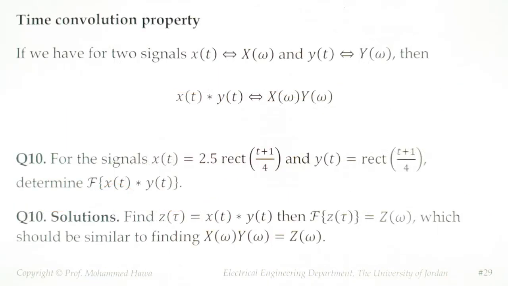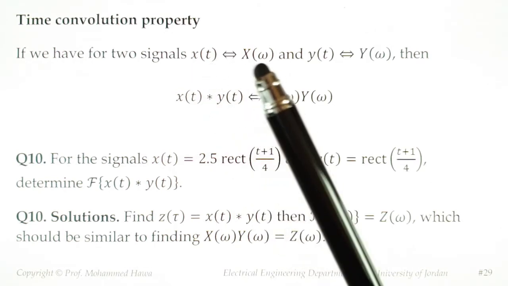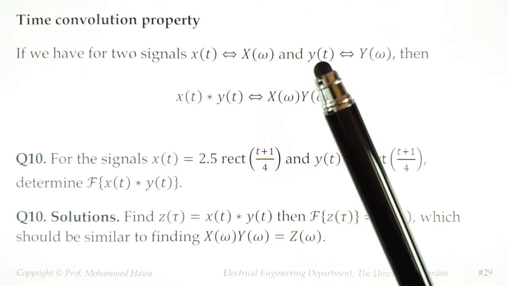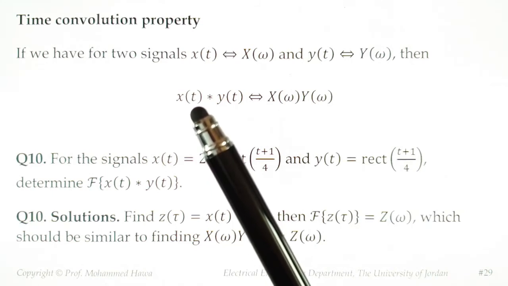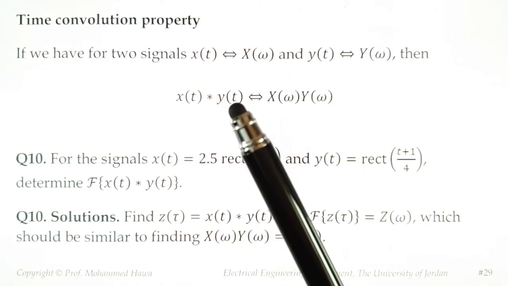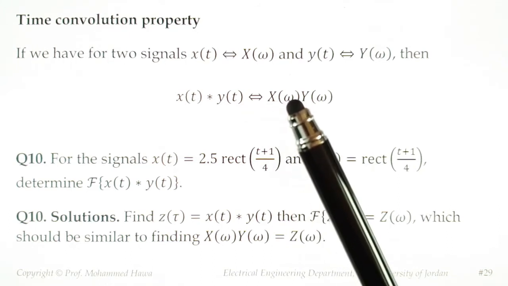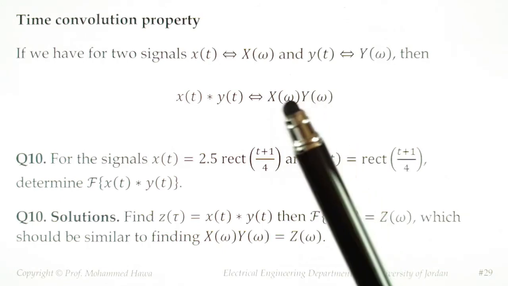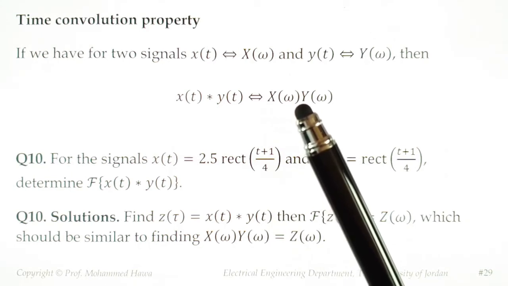The next property is time convolution. If we have two signals x of t, and the Fourier transform of x of t is X of omega, and we have another signal y of t in the time domain, the Fourier transform of which is Y of omega, then if I want to find the Fourier transform of x of t convolution y of t, the answer is X of omega, the Fourier transform of the first signal, multiplied by the Fourier transform of the second signal, Y of omega. So convolution in time domain corresponds to multiplication in frequency domain.